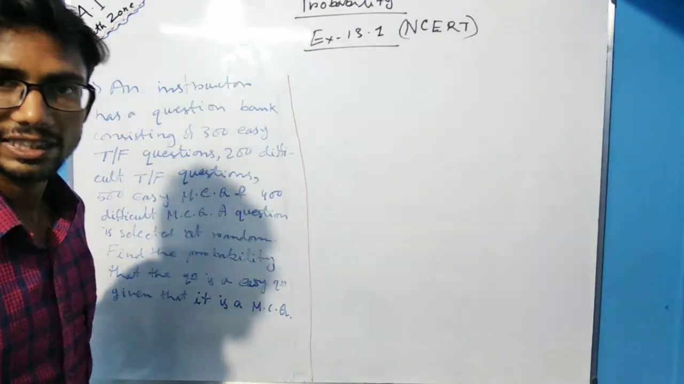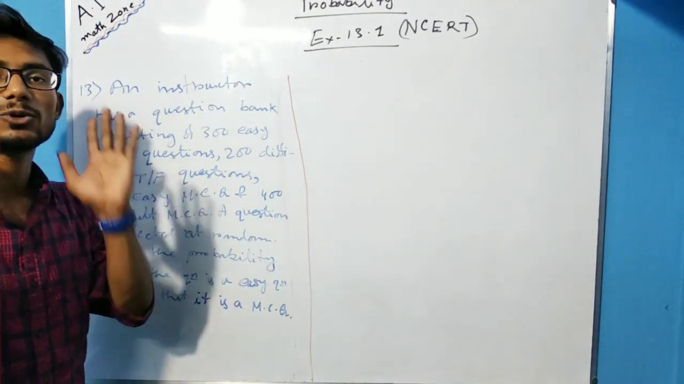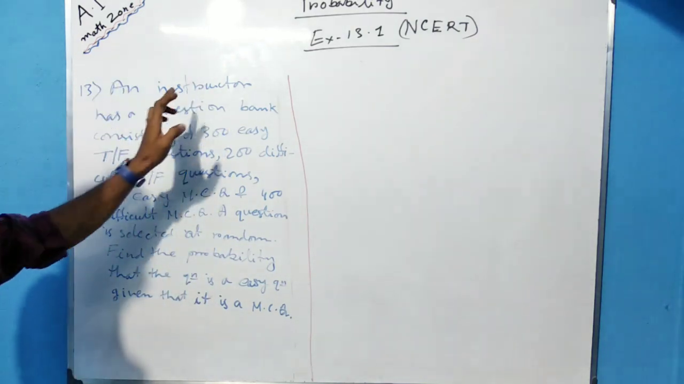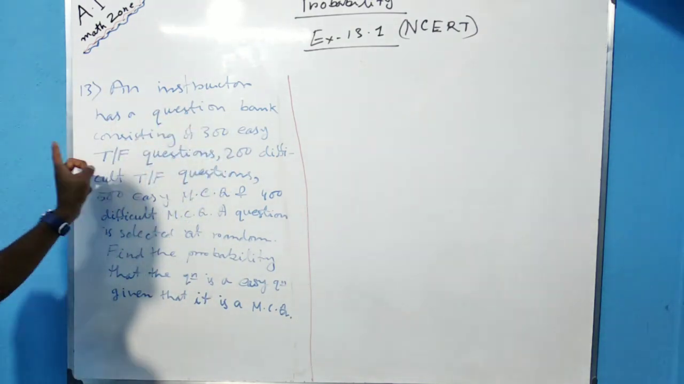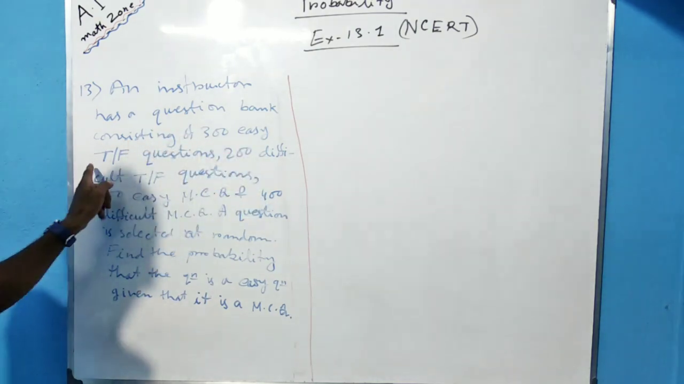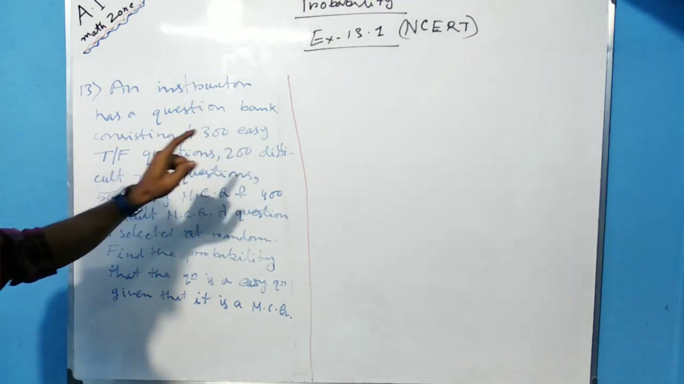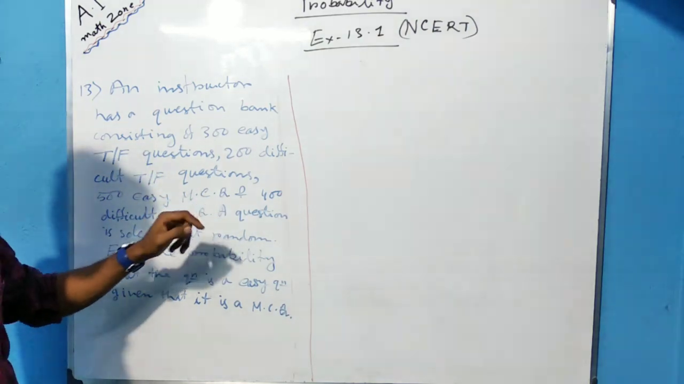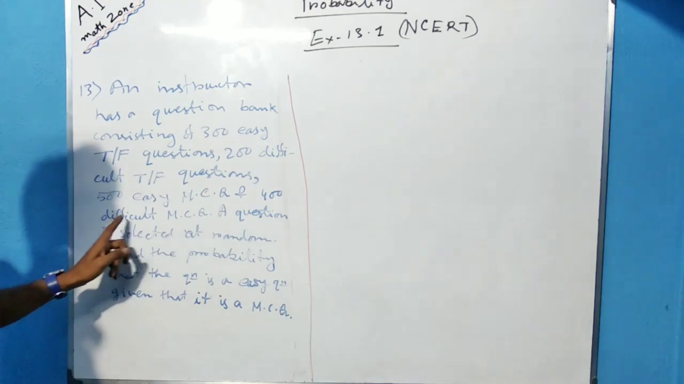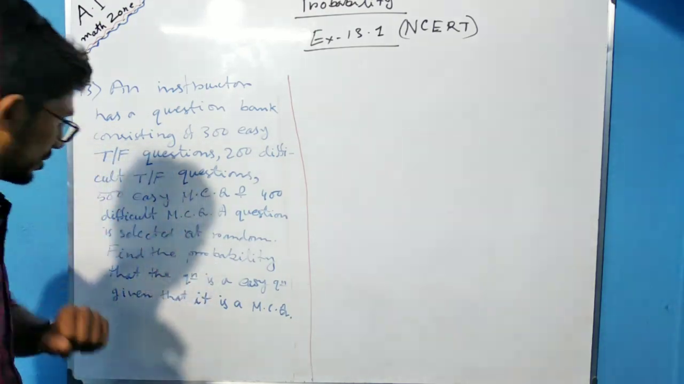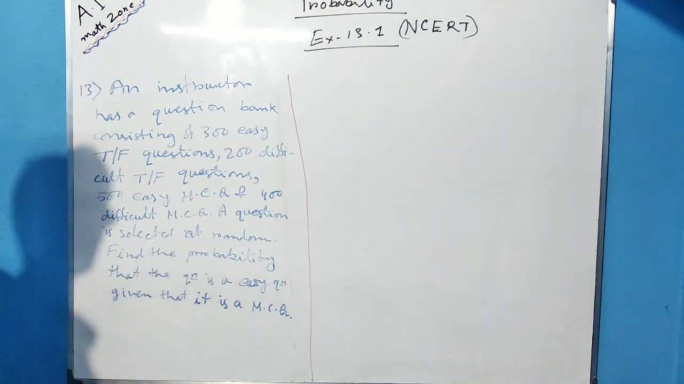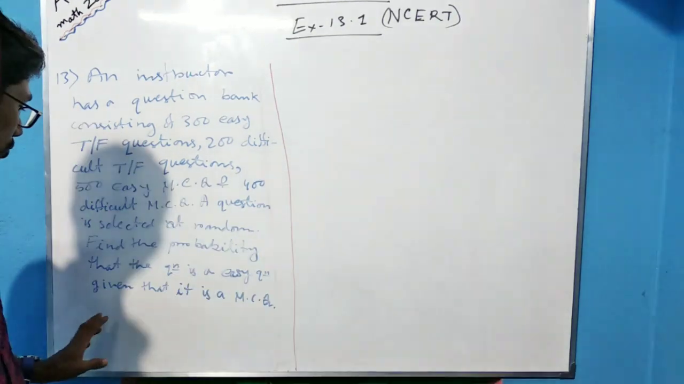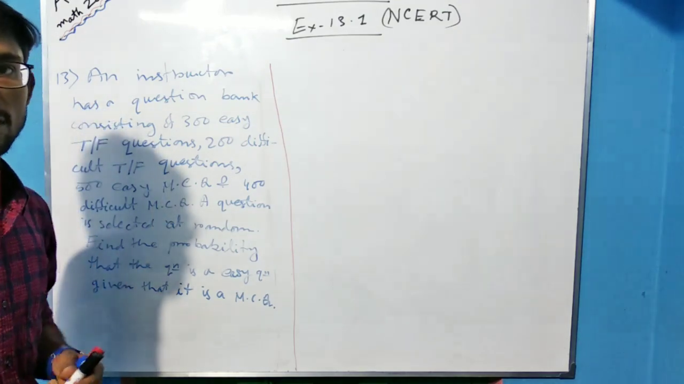Okay. And the next question, question number 13. This is the easiest question. See here, an instructor has a question bank consisting of 300 easy true or false questions, 200 difficult true or false questions, 500 easy MCQ multiple choice questions, and 400 difficult multiple choice questions. A question is selected at random. Find the probability that the question is an easy question given that it is an MCQ question, right?